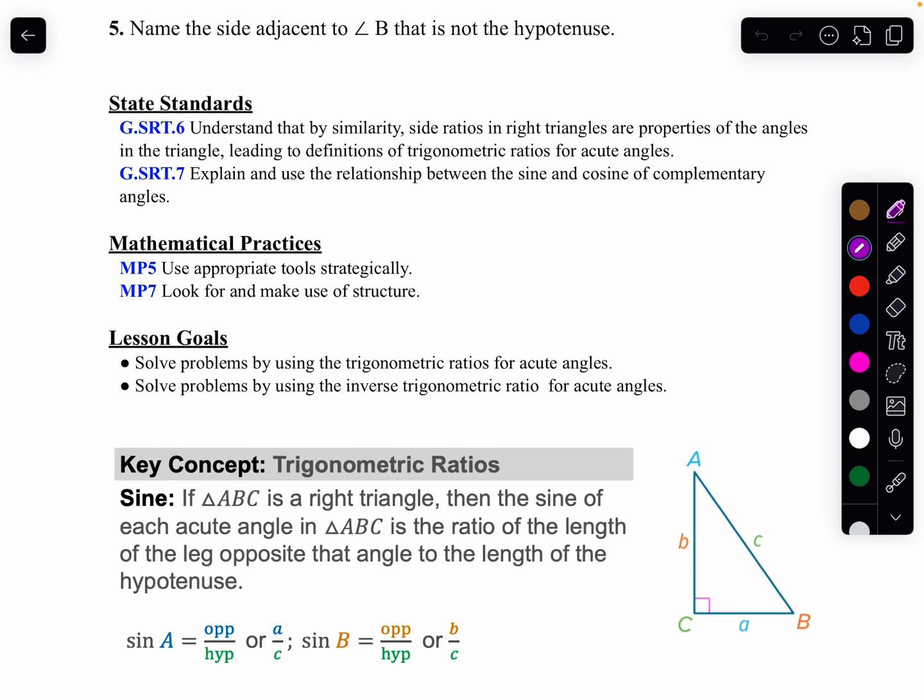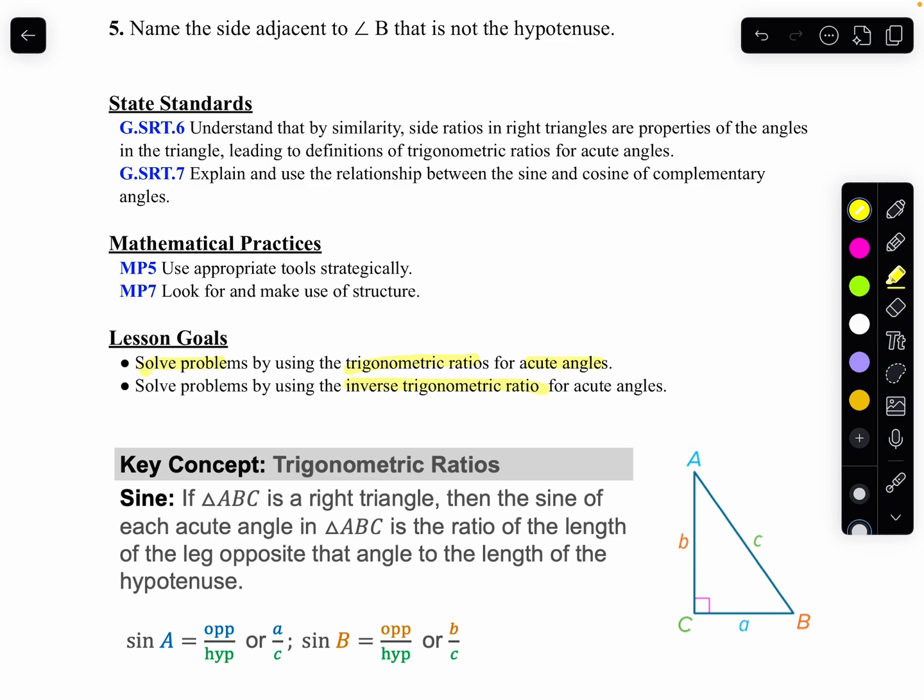What we want to do today is look at solving problems involving trig ratios for acute angles. These are ratios. There's nothing different than what we did in the unit with similarity where we set up proportions. That's all it is. We're going to solve problems using our inverse trig ratios for acute angles. Notice I said acute angles. This does not work for angles that are not acute.